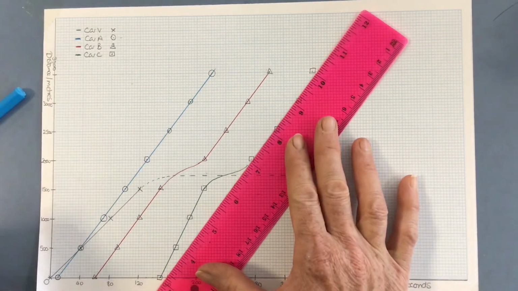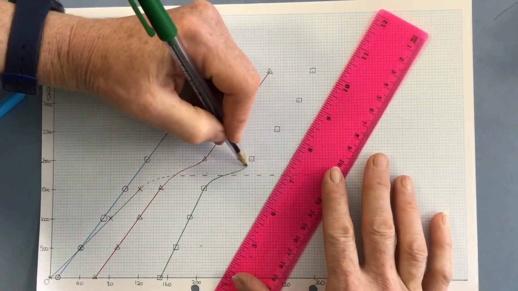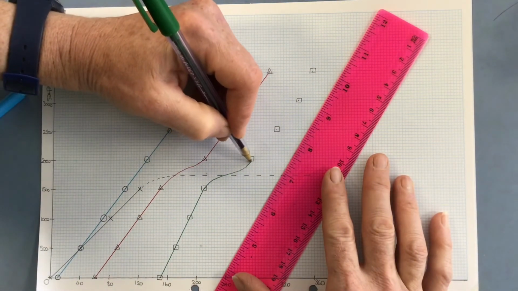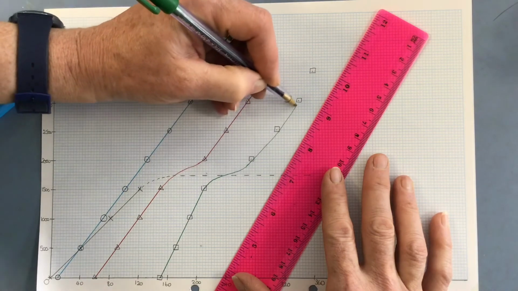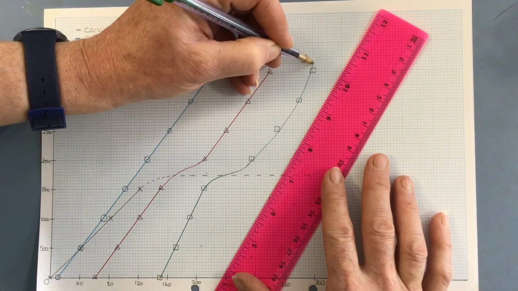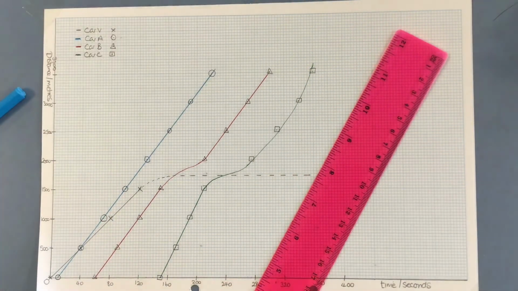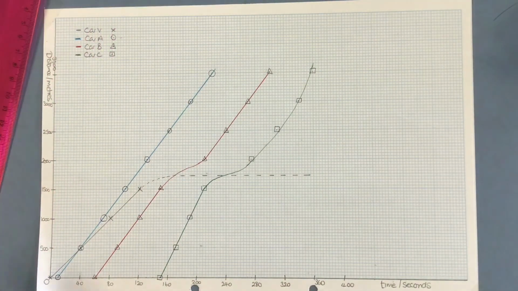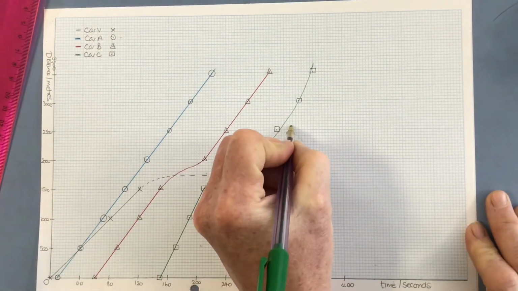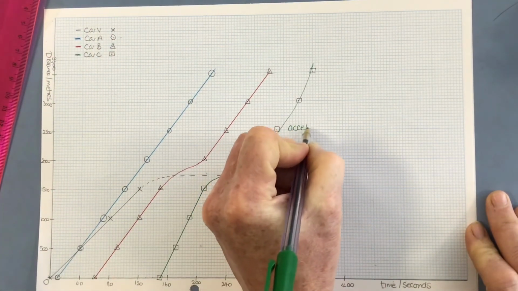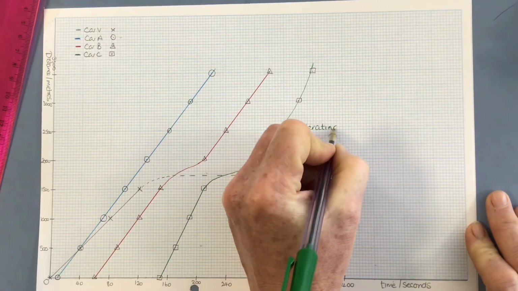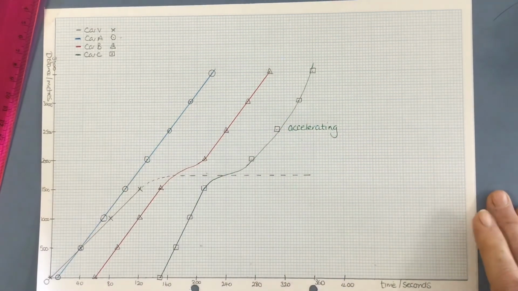But this isn't a straight line here. What's happening is the final car is curving upward. So as best you can, draw a curve through your points. What that means is this car here is accelerating. It is gaining more distance every second than it was before.